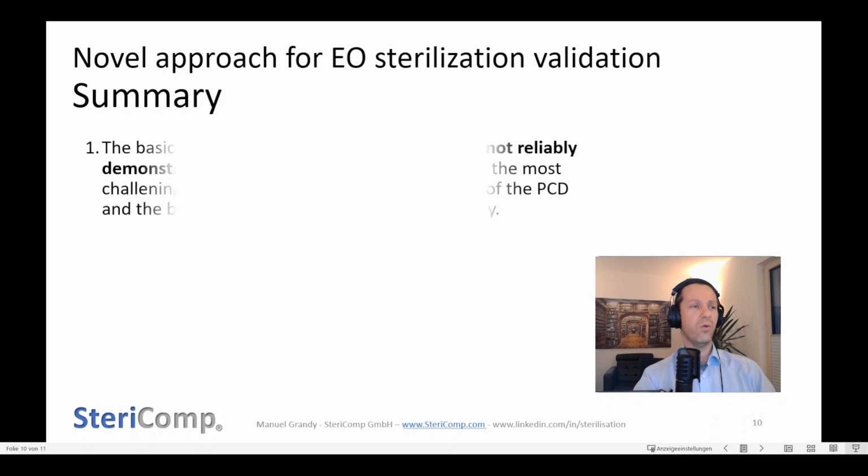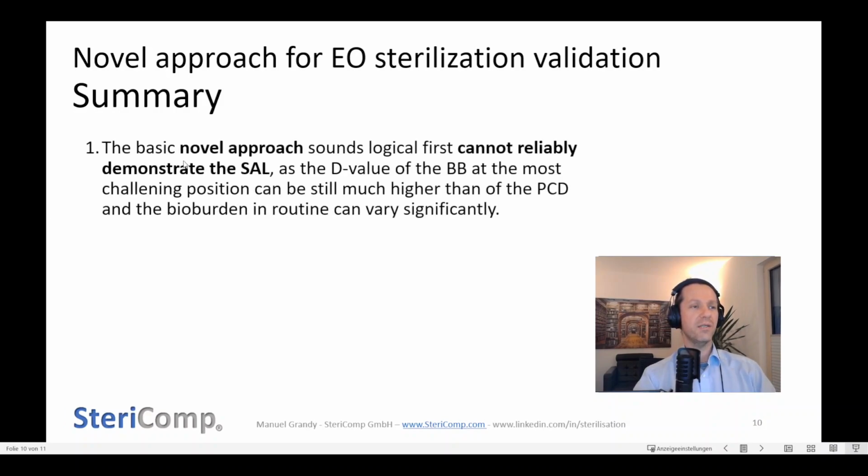So let's have a quick summary. The basic novel approach sounds logical at first, but cannot reliably demonstrate the sterility assurance level, as the D value of the bioburden at the most challenging location can still be much higher than that of the PCD, and the bioburden in routine production can vary significantly.